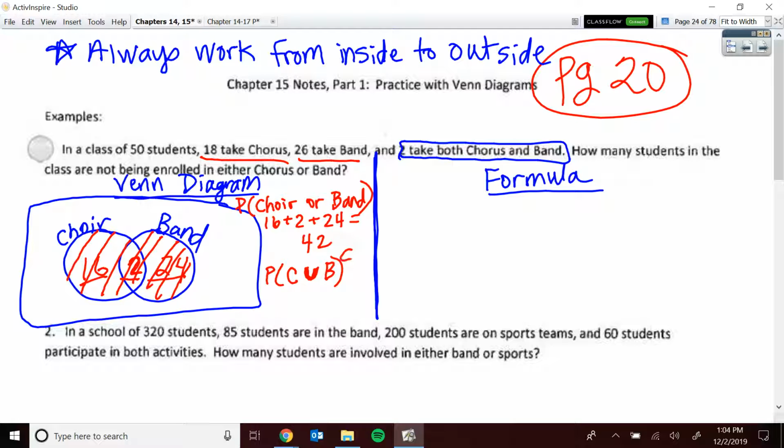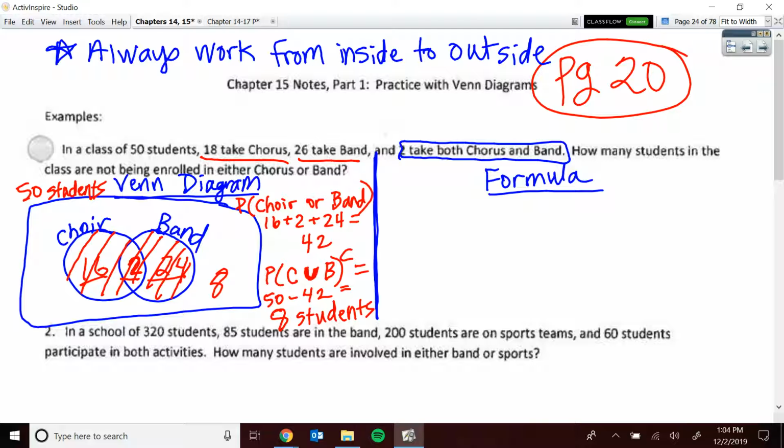So I want the complement to that, which means I want to take the total, which if we were doing probabilities, it would be 100%. Or I could also think of it like I want to take the 50 students and subtract away the 42 in the middle. So what is the answer then to this? The 8 students are not in choir nor band. Okay, because it's the not.